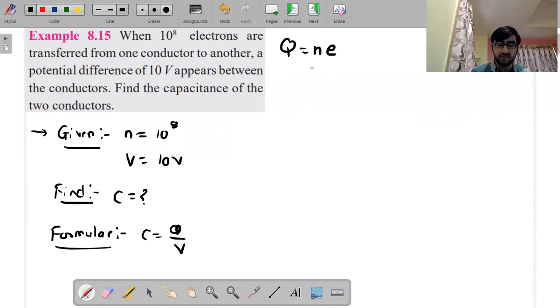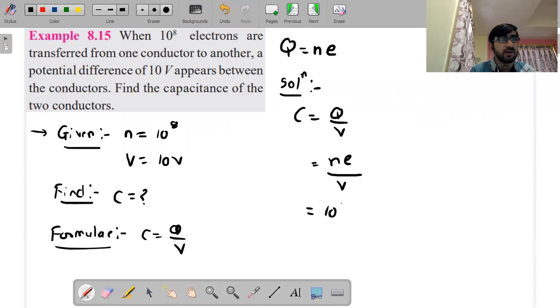देखो एक पे चार्ज अगर 1.6 into 10 पावर माइनस 19 कूलम का है तो 10 पावर 8 इलेक्ट्रॉन्स पे कितना होगा, 1.6 into 10 पावर माइनस 19 into 10 पावर प्लस 8. That is what I am saying, right? So this is a very easy question again. So we will have C is equal to Q by V. Q is equal to n into e upon V. n is 10 power 8, e is 1.6 into 10 power minus 19, upon V is 10 again.